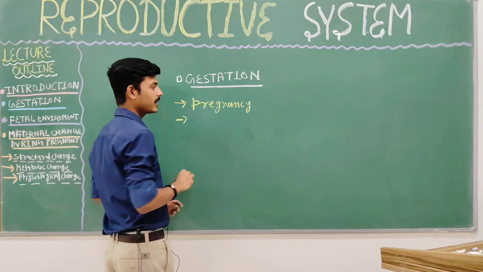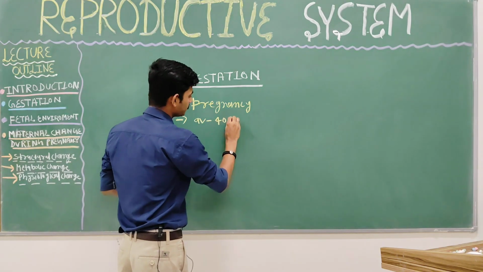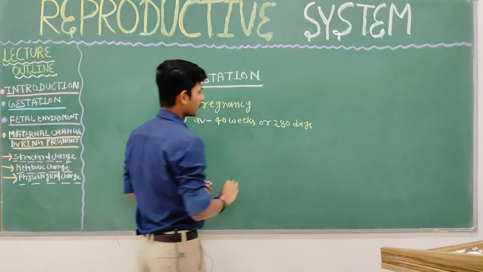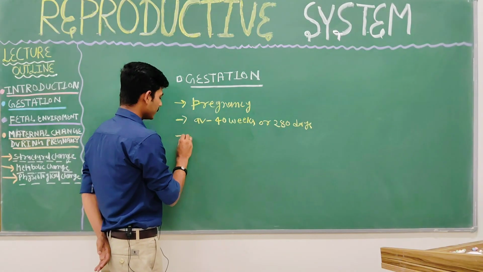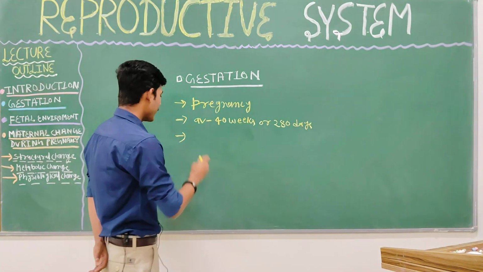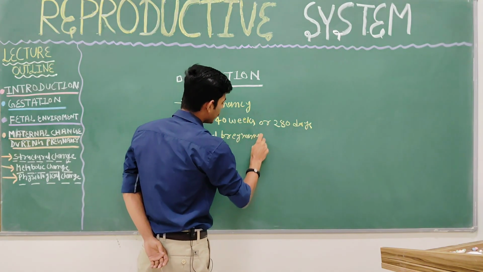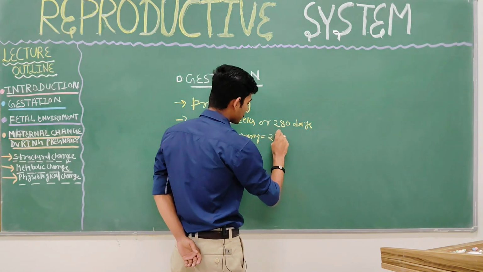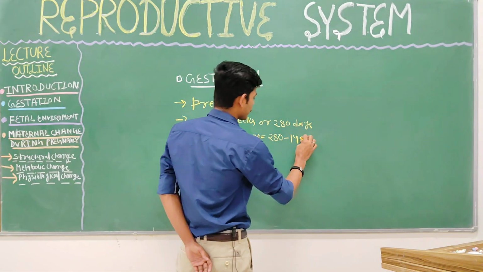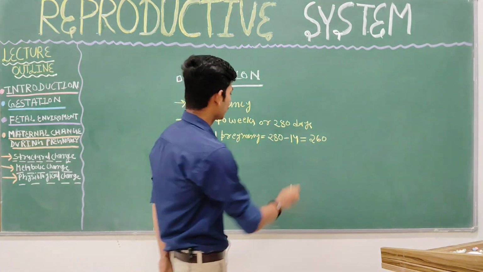And the duration of this reproductive event is on average 40 weeks, or 280 days. It's an average duration. But if ovulation occurs on the 14th day of the menstrual cycle, then the actual pregnancy duration we can calculate by subtracting the ovulation day from the average days of pregnancy.